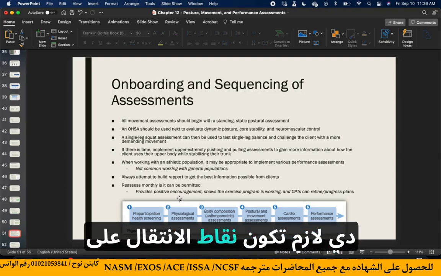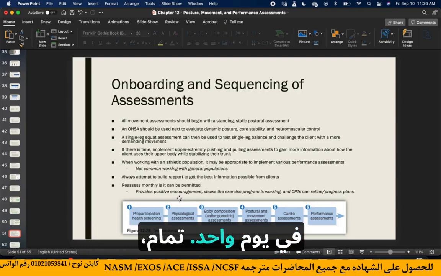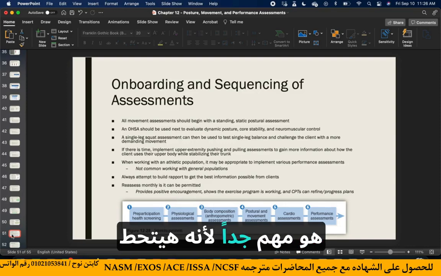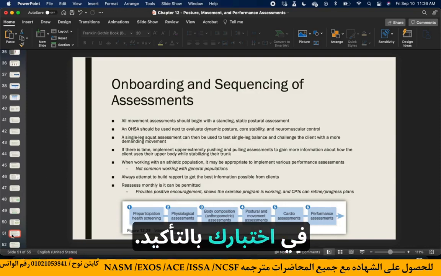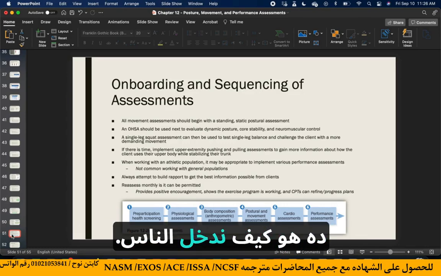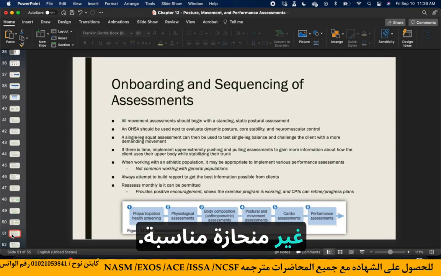This should be the transition points on how you want to do it if you're going to do it all in one day. But remember this sequence, it's fairly important because it's going to be on your test for sure. They want to know the sequencing of that. That's how we get people in. That's how we sequence our assessments. That's how we get appropriate non-skewed results.